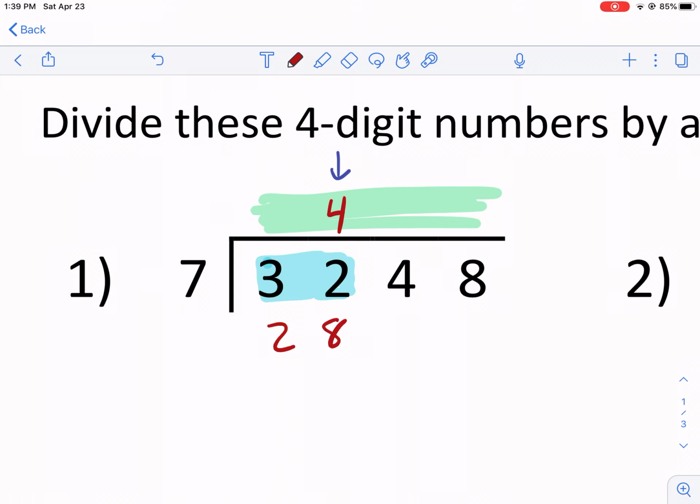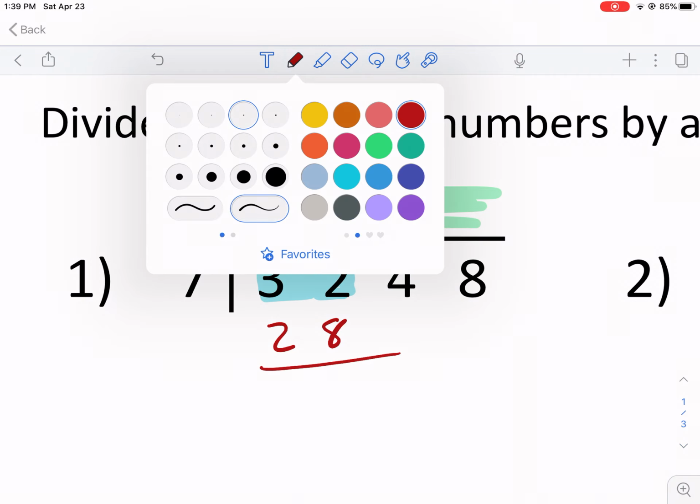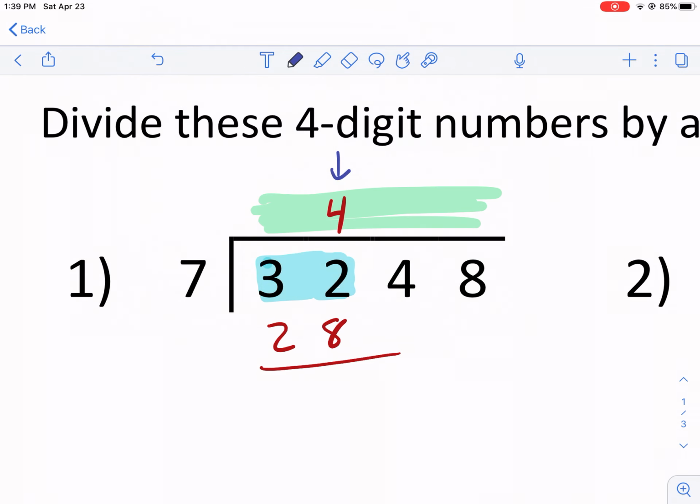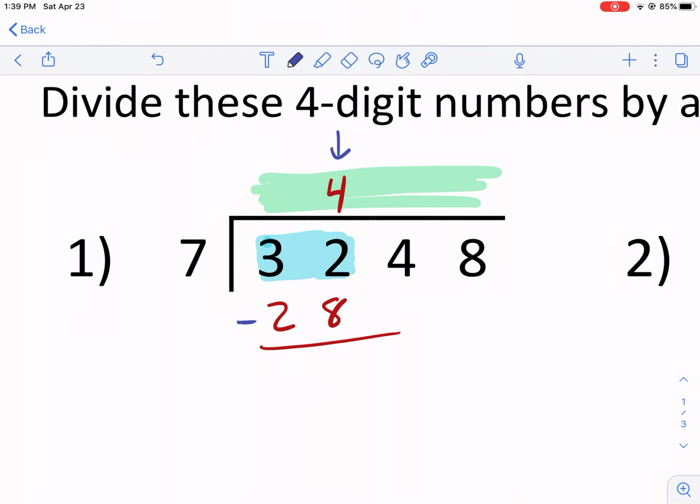So 32, we have 28. 7 times 4 equals 28. So that's why I put that 28 there. And now what we're going to do is see what the difference is, okay? Since it's too much, I need to subtract and see what's left over. So I do 32 minus 28, and I get 4, okay?